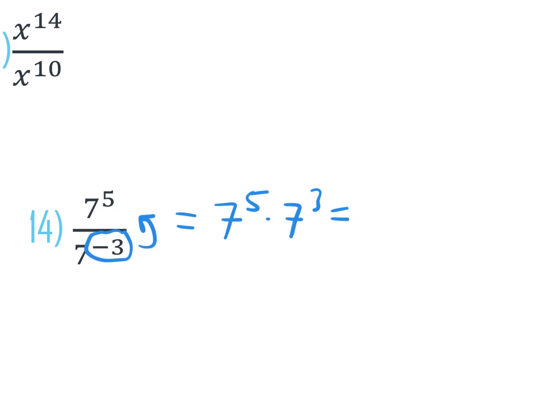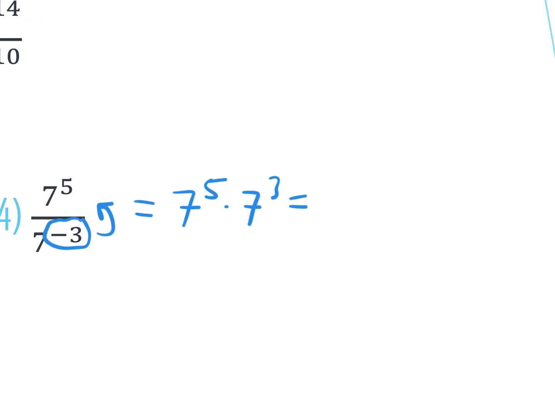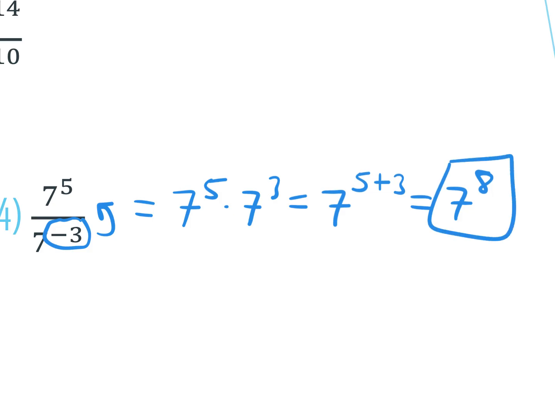Now, what was our rule for multiplying? What can we do here? Add the exponents. This is going to become 5 plus 3, so 7 to the power of 8. It's going to get you a really big number. I'm fine if you just leave it like that.